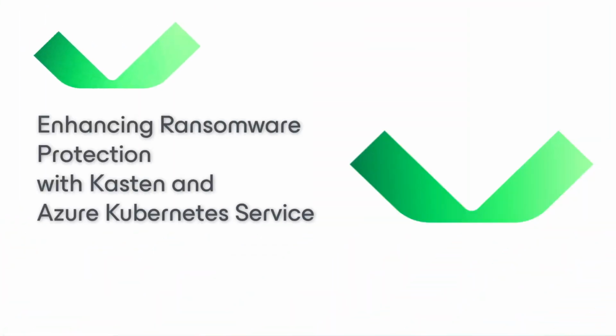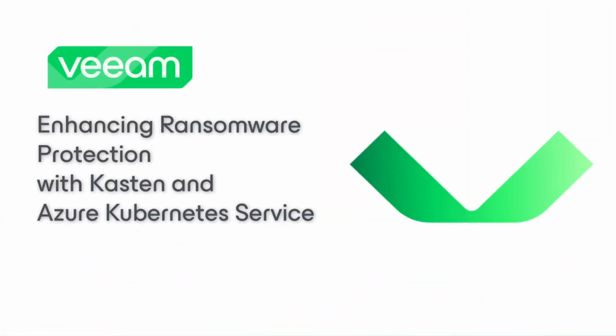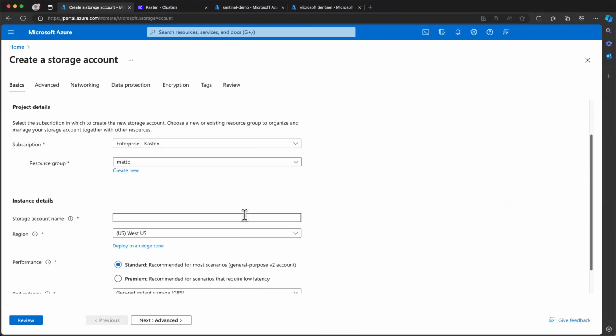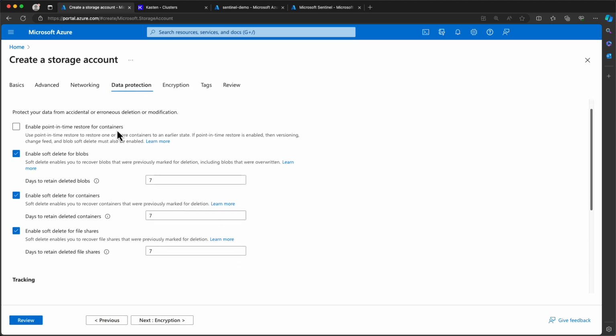In this demo, let's look at some simple things I can do with Kasten to ensure my Azure Kubernetes service clusters are resilient against ransomware attacks. First, we want all backup data being sent to an immutable off-cluster repository.